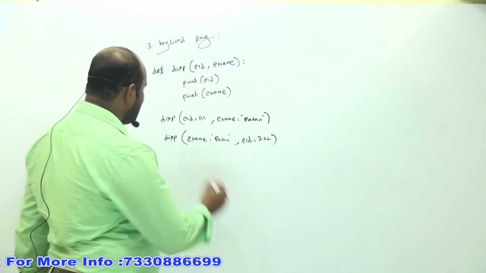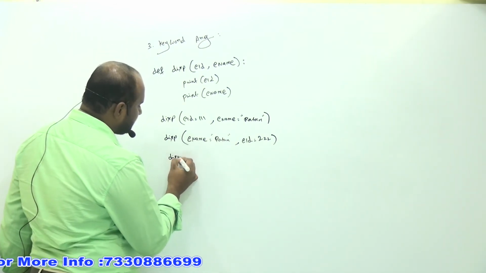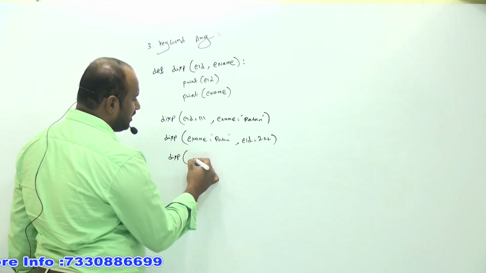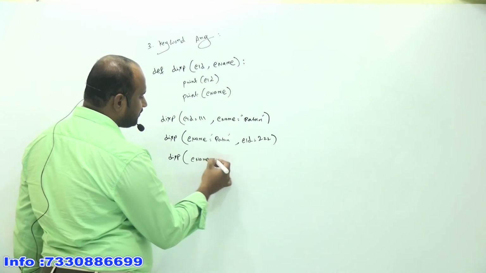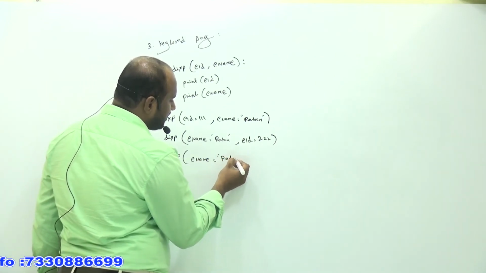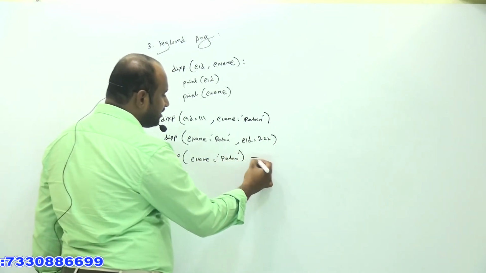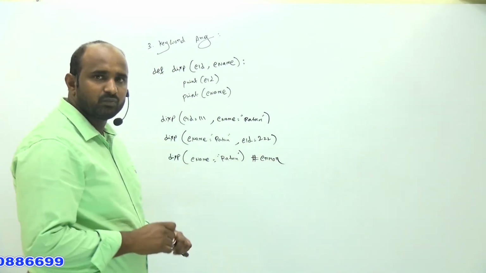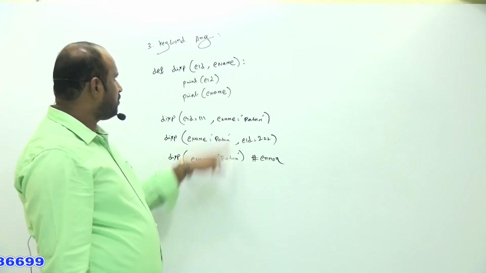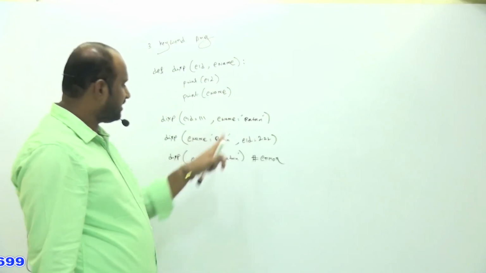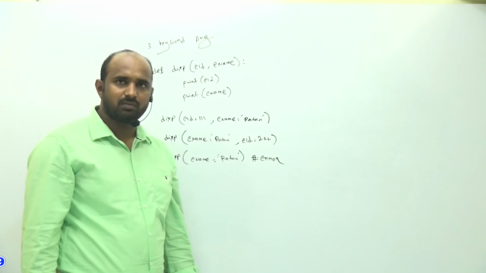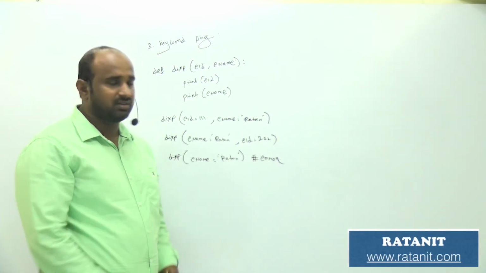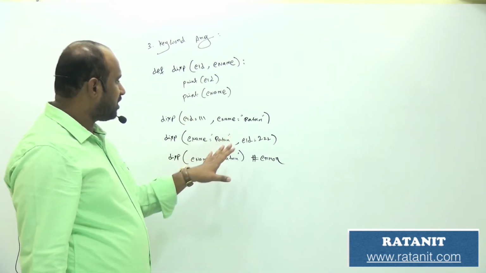Okay, that's it. Here I would like to call disp, passing only ename. Ename equal to Ratan. Valid or invalid? Obviously here it will generate an error message. Why is it generating an error message? Here you have to pass how many arguments? Two arguments. But here I am passing how many arguments? One argument. You will get the error message, right? That's it. This is called keyword argument.